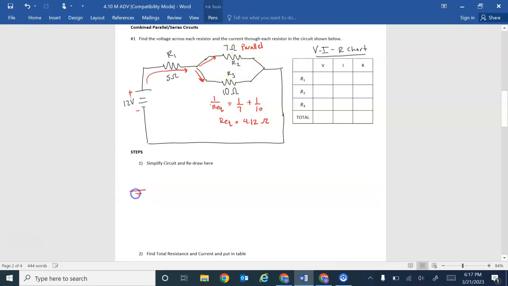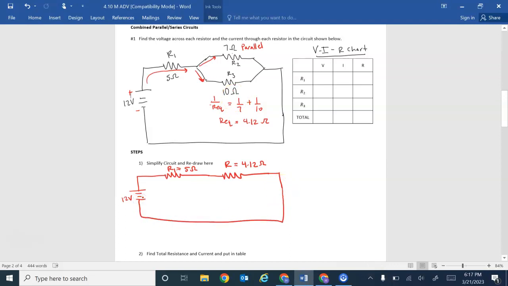We have our 12-volt battery, and the first resistor, R1, is just a 5 ohm. Then we have a new resistor, which we're essentially calling the 4.12 ohm. That 4.12 ohm resistor is a combination of the 7 and 10 ohm resistors that we redrew as one series circuit, and we have it right here.